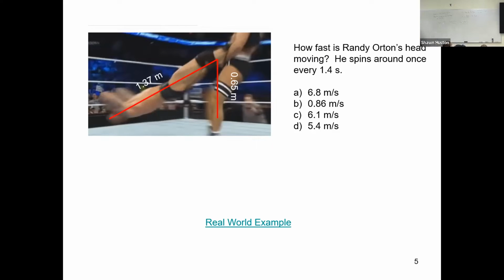It says he spins around once every 1.4 seconds. So your task is to figure out, given this information about the geometry and about the time for one cycle, how fast is his head moving? When you get an answer, let me know.